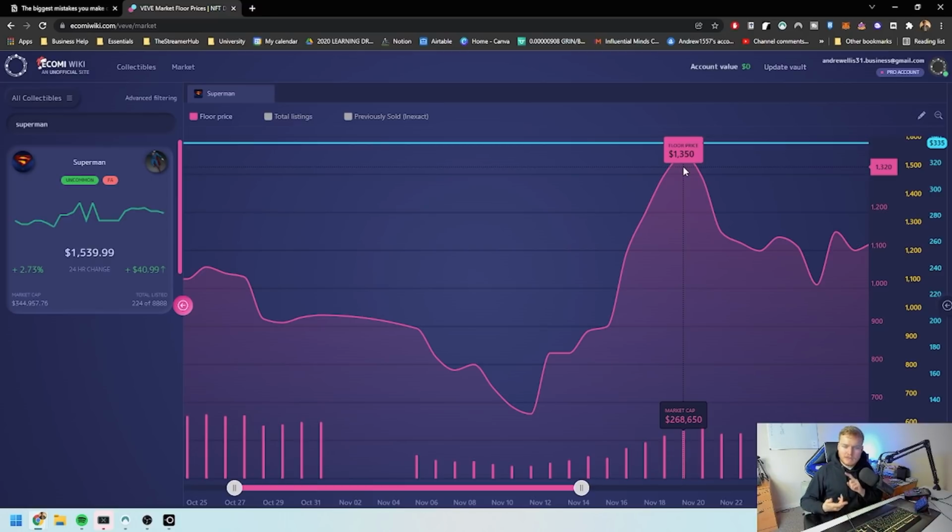We saw drops like this when it comes to Disney and Marvel, and even some things like Coca-Cola as well. We saw little dips in the market because people were panicking and wanting to make sure they had the liquidity for when things like this were coming out.